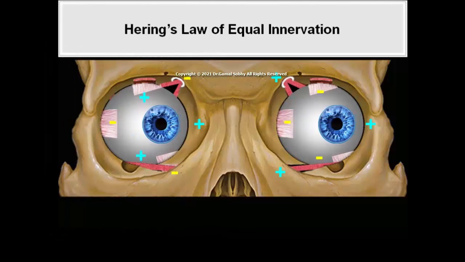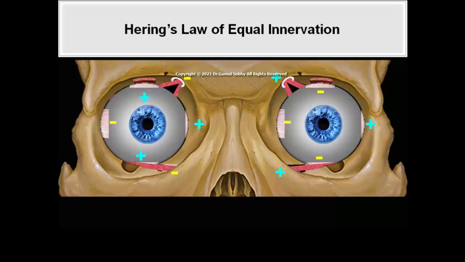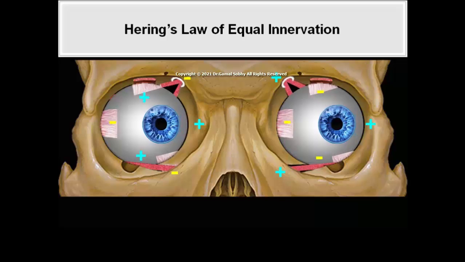Hering's law of equal innervation stated, whenever an impulse for the performance of an eye movement is sent out, corresponding muscles of each eye receive equal innervations to contract or relax.